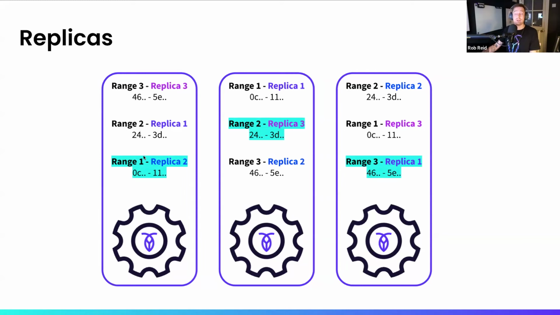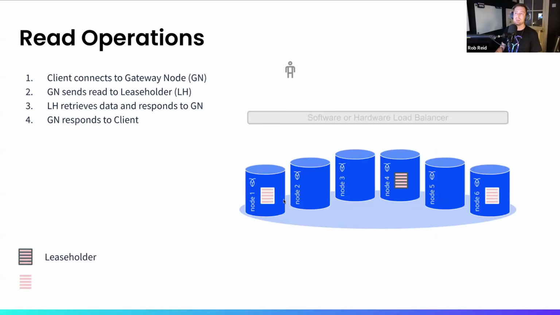So for range 1, replica 2 is the leaseholder. For range 2, replica 3 is the leaseholder. And for range 3, replica 1 is the leaseholder. That's a tongue twister. This is what controls reads and writes to a given range of data, and it allows CockroachDB to remain strongly consistent, even though data is geographically distributed across the nodes.